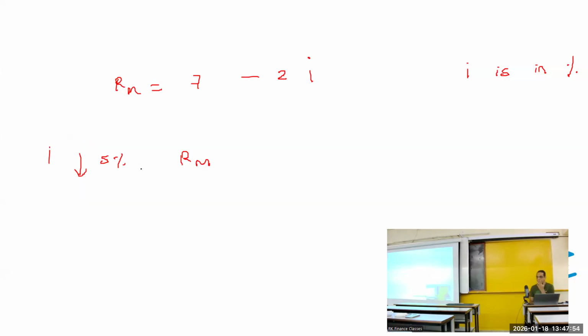So another thing I forgot to write over here, that return of market is also in percentages. So just write that return of market is also in percentages. I forgot about that. So what I'm going to do for this question, interest rate is going to go down by 5%. So what's the interest rate you assume first?